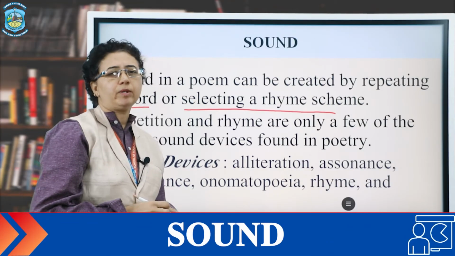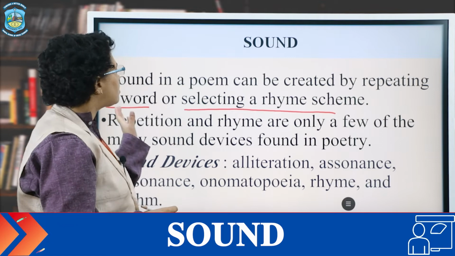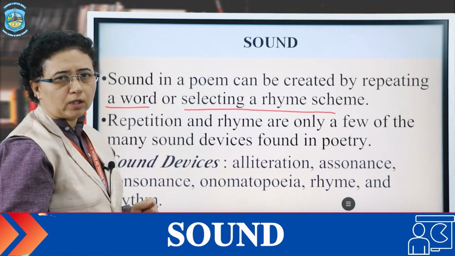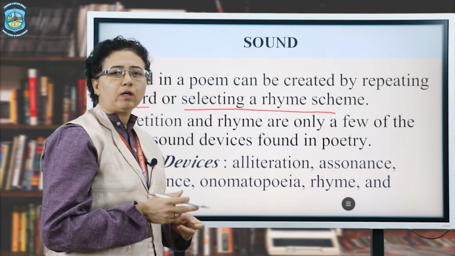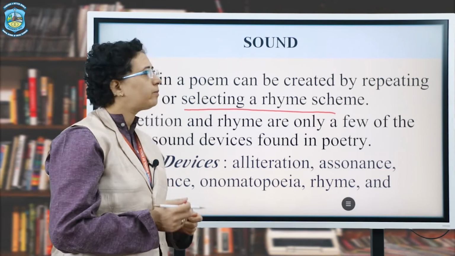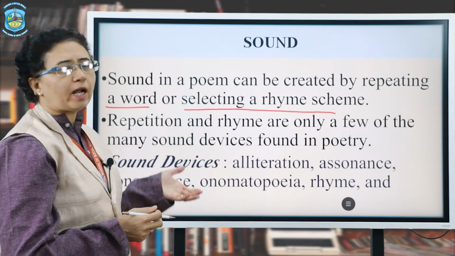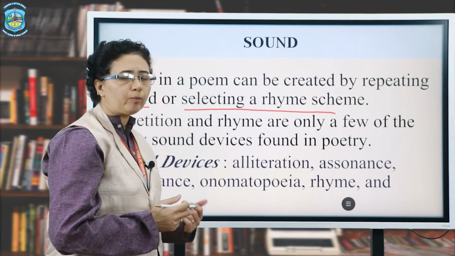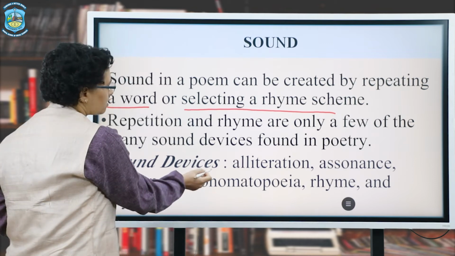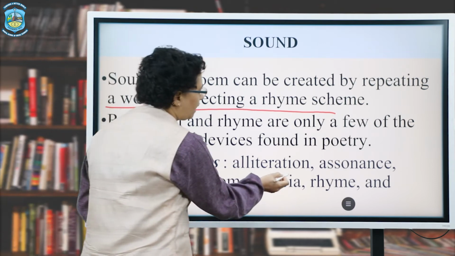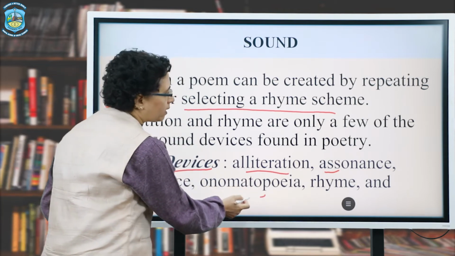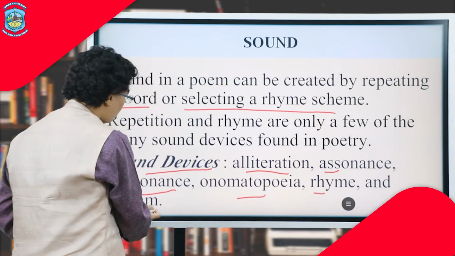Sound is the next element of poetry. Now, sound in a poem is created by repeating a word or selecting a rhyme scheme. Rhyme schemes we have just dealt with. Repetition and rhyme are not the only devices available for us in order to create sound in a poem. Which are the other sound devices? There are many: alliteration, assonance, consonance, onomatopoeia, rhyme, and also rhythm.